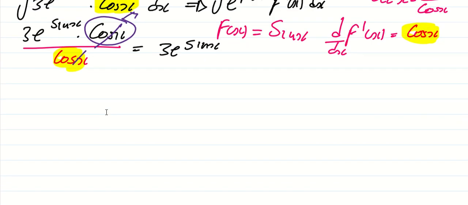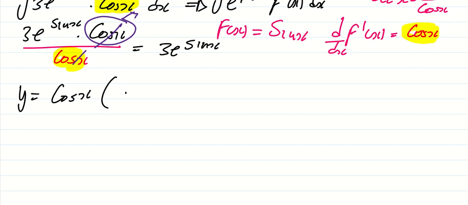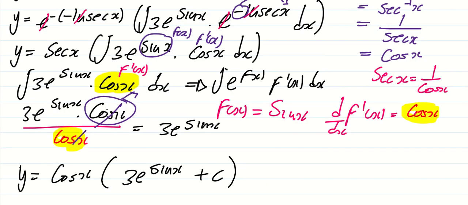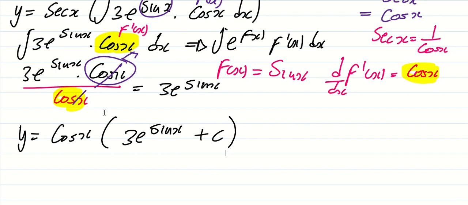Okay, so y will be equal to cos x open bracket 3e sine x plus c. You can multiply in that cos x if you want to. That's how you do it. That's how you solve that question.